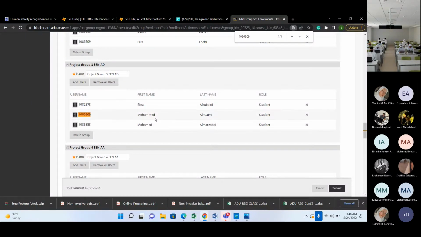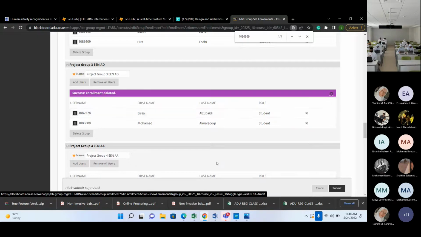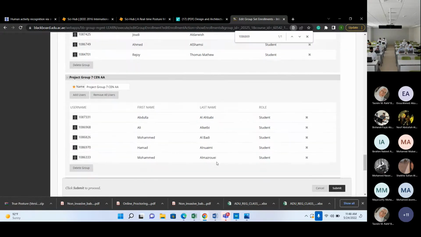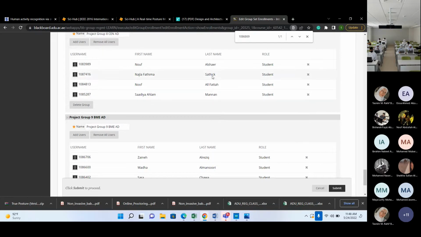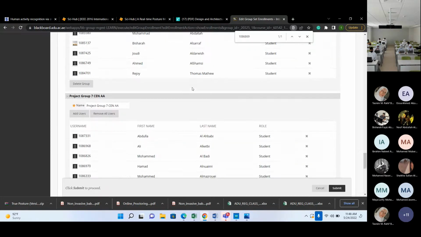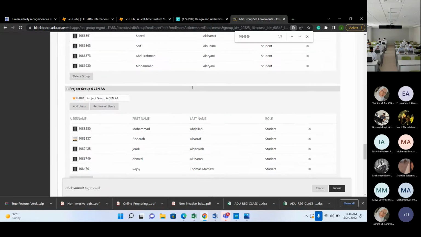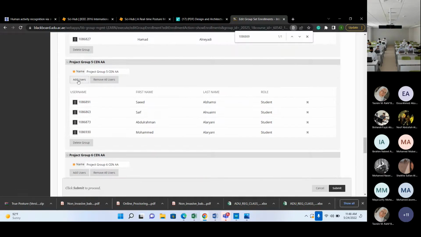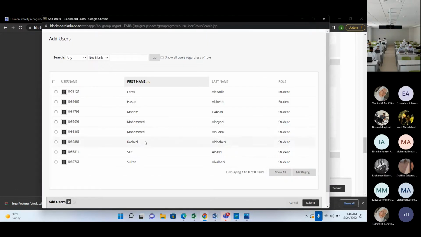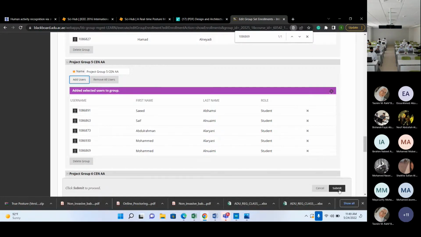Okay, so guys, who's then Muhammad Naimi in this case, who I've added to the EEN Abu Dhabi group? This is an Al-Ain student, so you shouldn't be here. Okay, one second. Which group was it? Group number 5? Yes. Okay, so group number 5, add users. Muhammad and Naimi. So here. All right. Okay, so I think now we're done.